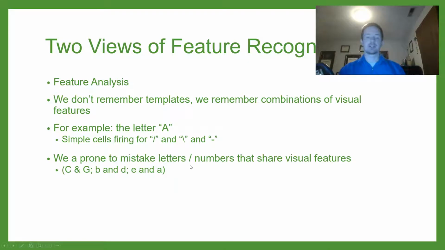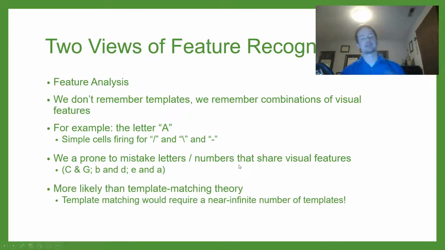So that's feature analysis. This seems to be much more likely than template matching theory. It doesn't require a near infinite number of templates in order for us to do this. Instead, all we need to learn is that there are certain kinds of letters, shapes, objects, whatever, that have these different kinds of patterns, these different kinds of relationships with these rudimentary lines and contours. Alright, so that's feature recognition.